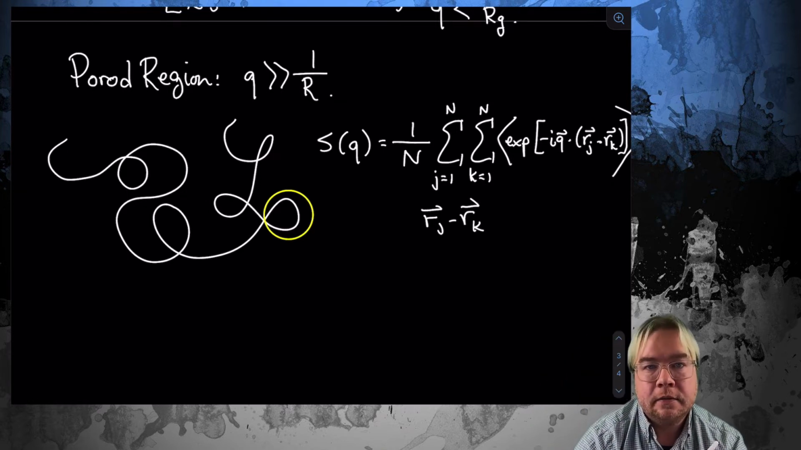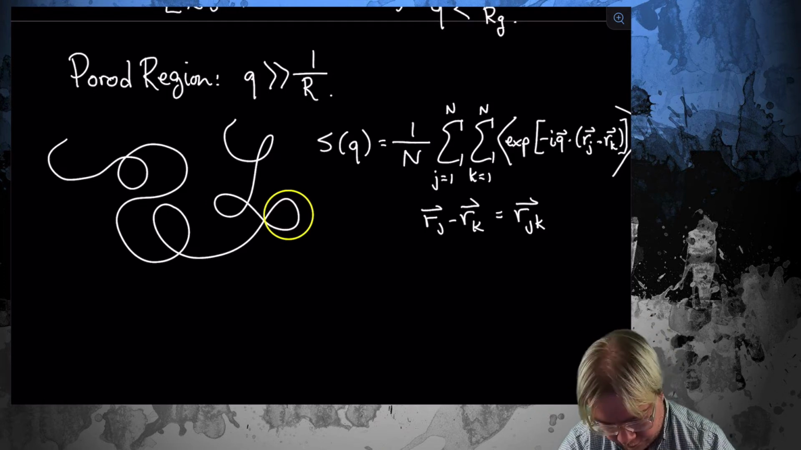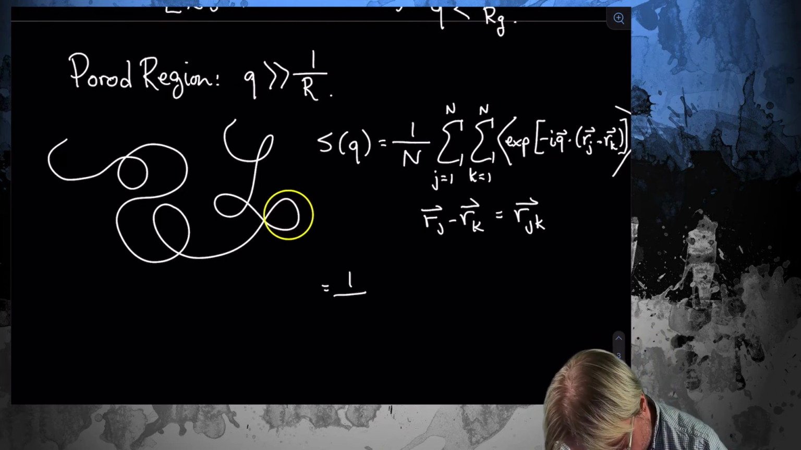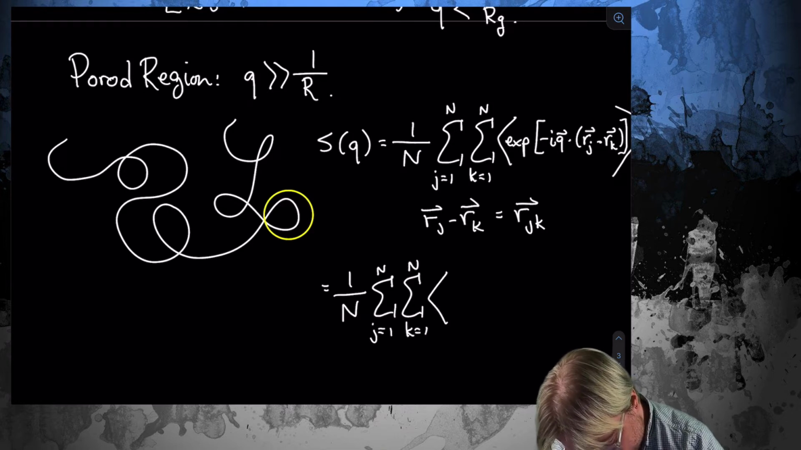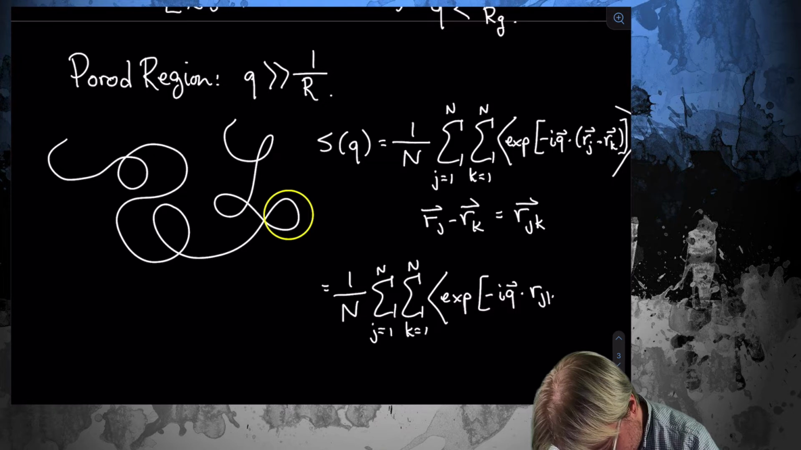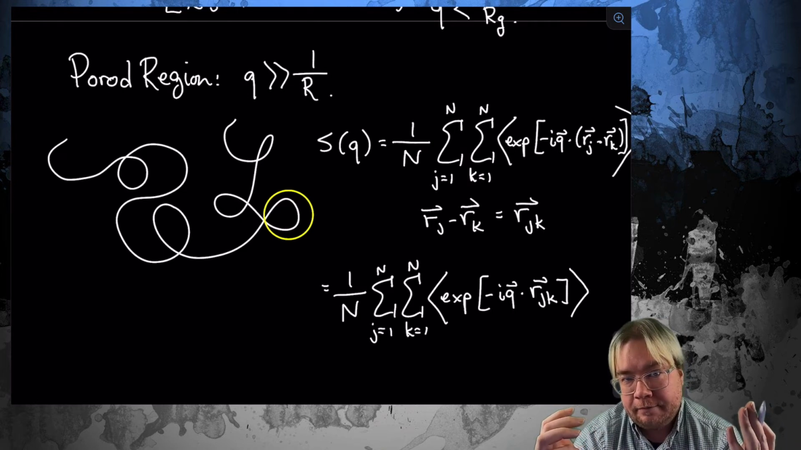Okay. So this r_j minus r_k, what is that? Well, that's how far they are apart. So this we can call r_jk. That's how far the monomers are from each other. So the structure factor then is 1 over N, summation over all of the monomers and all of the monomers around that monomer, then times the average value of this function e to the minus i q dot r_jk. So we can just calculate this, right?